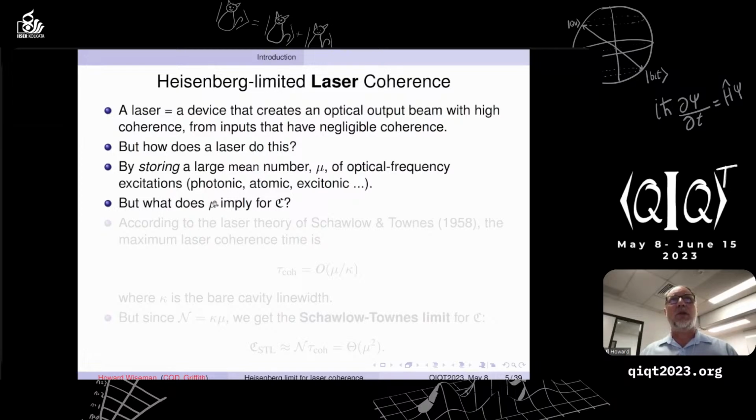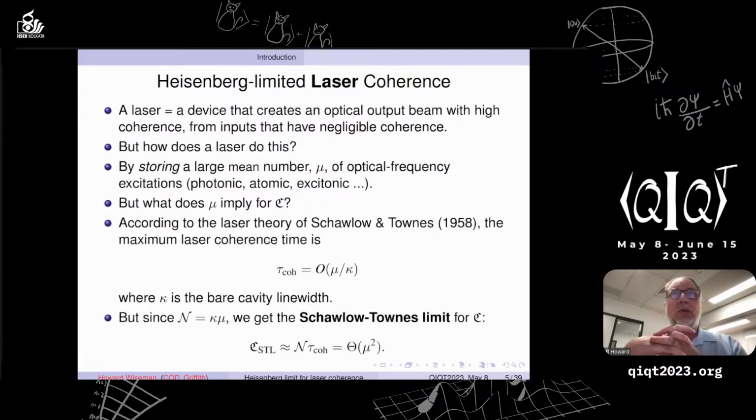And then one can ask, well, what does the number of excitations stored in the laser imply for the coherence of the laser output? This is something that Schawlow-Townes famously worked on a long time ago in 1958, in their paper where they essentially introduced the idea of what they called an optical maser. They showed that the coherence time for an optical maser, or a laser as we would say now, in the limit where the number of excitations mu is large, is of order mu divided by kappa, where kappa is the bare cavity line width or decay rate of the cavity.